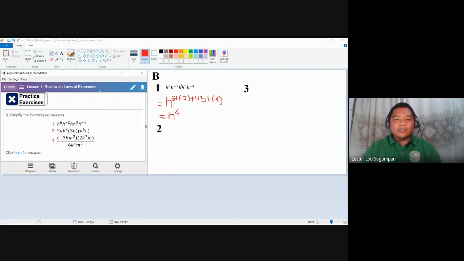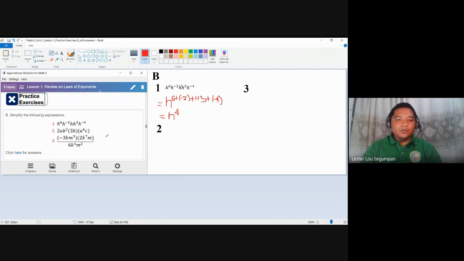So this is the answer for item number 1. The answer is 4. Are we really sure that it's 4? Let's check again. Again, 6 minus 2 is 4, plus 1 is 5, plus 3 is 8, and then minus 4, we have actually here 4. So the answer for number 1 is h to the power of 4.